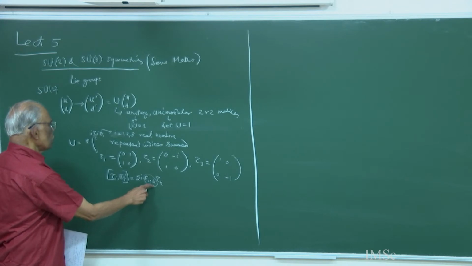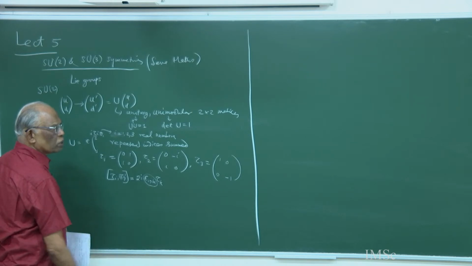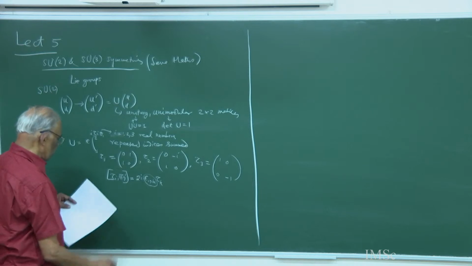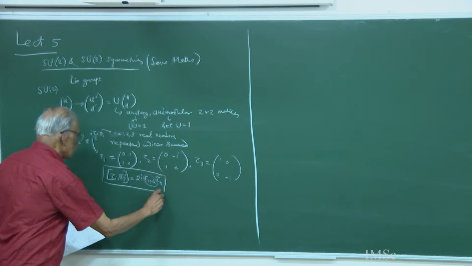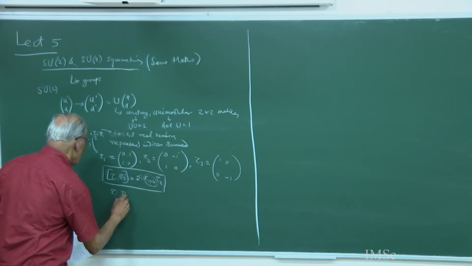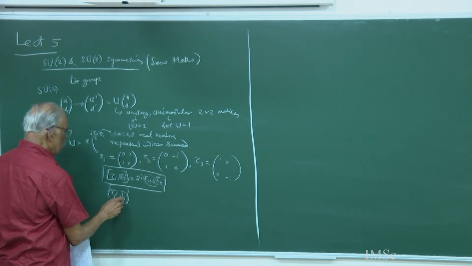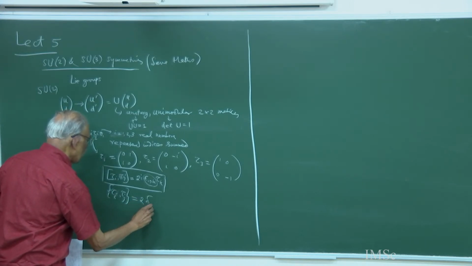Epsilon 1 2 3 is the same as minus epsilon 2 1 3. When you interchange two of the indices, it becomes minus. And if any two indices are identical, it is 0. So that is the definition of the epsilon symbol. I forgot to mention another important property of the tau matrices, the anti-commutator. The commutator is tau i tau j minus tau j tau i. This is tau i tau j plus tau j tau i, and it is equal to twice delta ij.